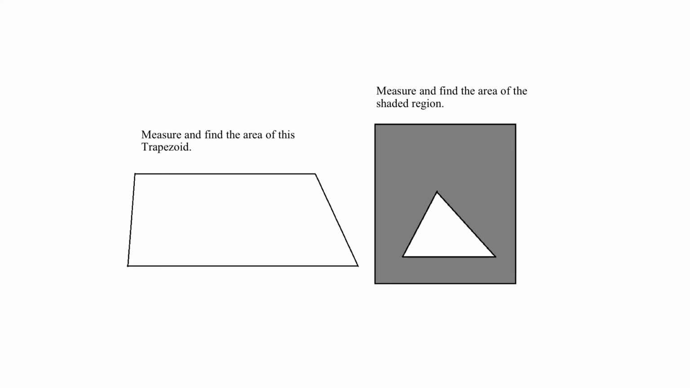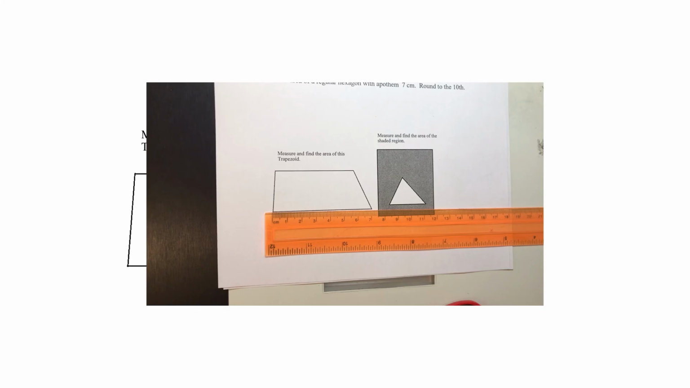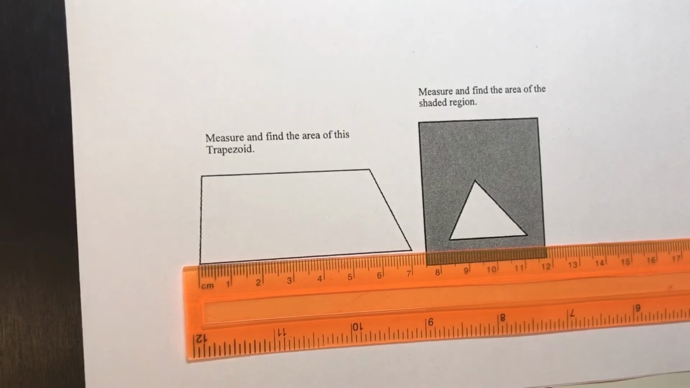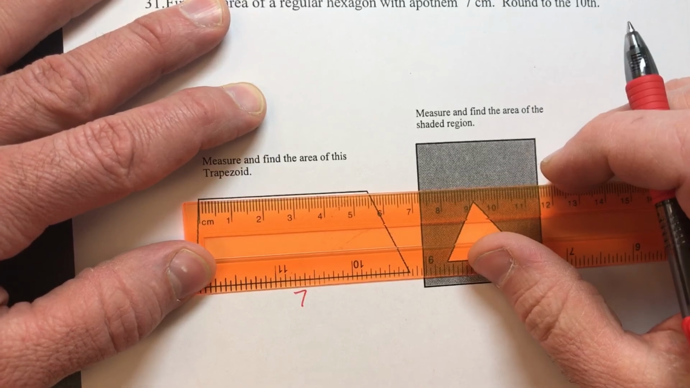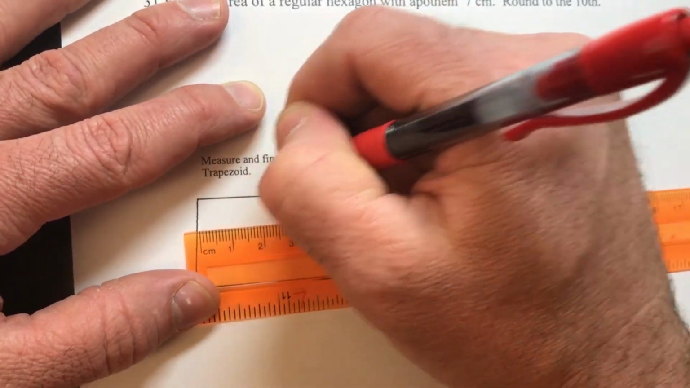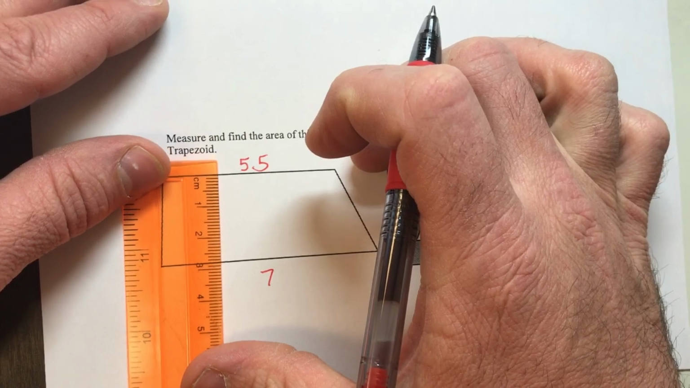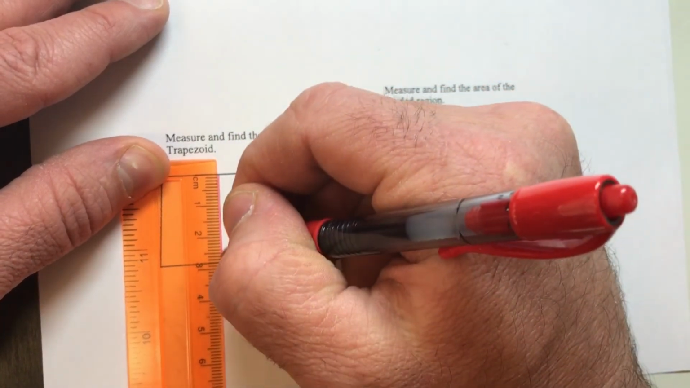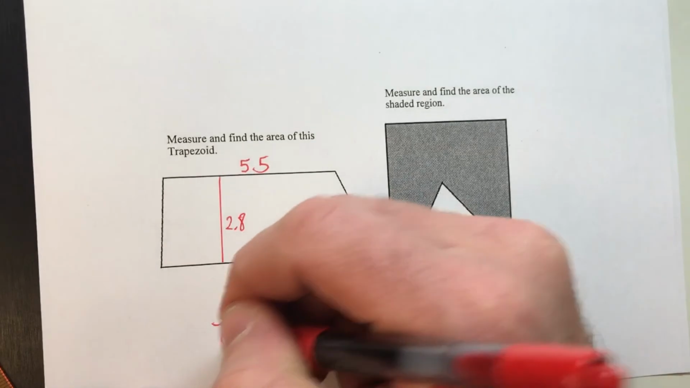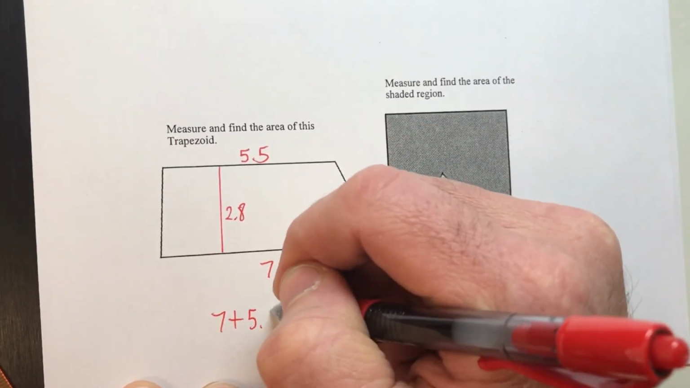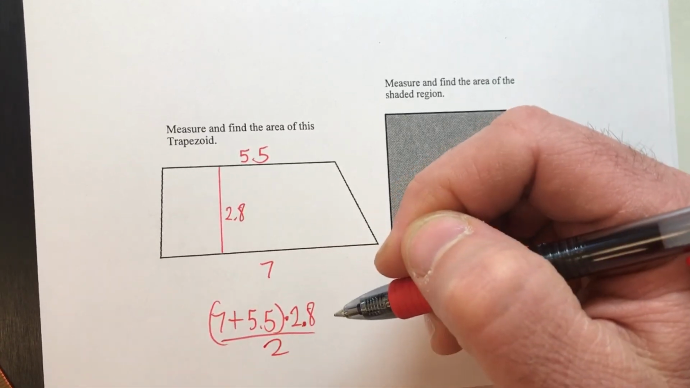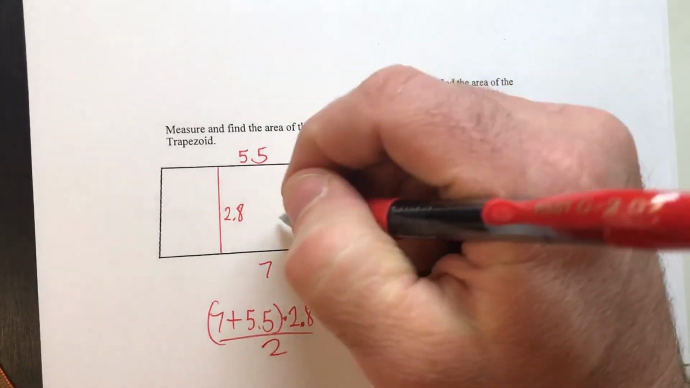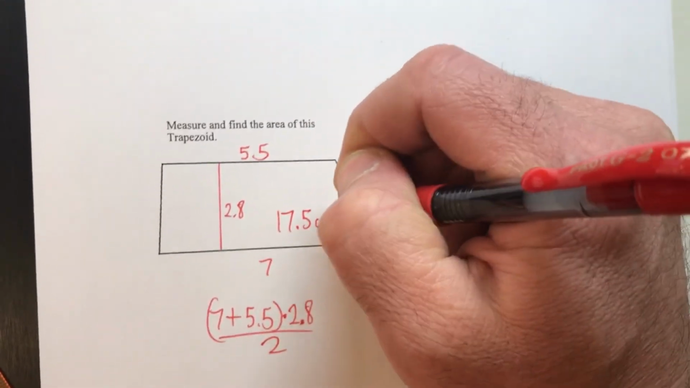All right, let's go ahead and look at these last two. Let's measure these real quick. On this one you get right at 7. This one up here is right at 5.5. My height is right at 2.8. So we can go 7 plus 5.5 times 2.8 divided by 2. And that should give you about 17.5 square centimeters.